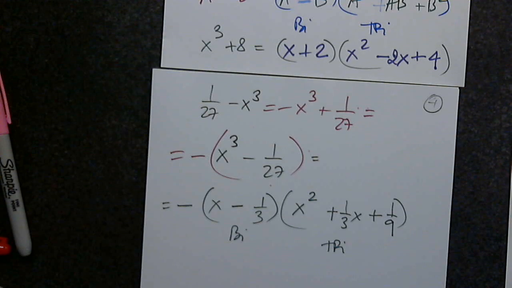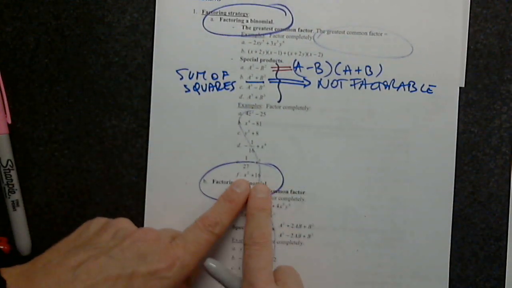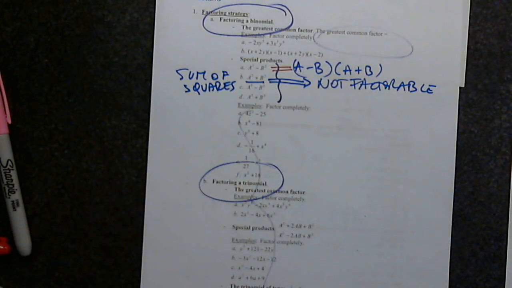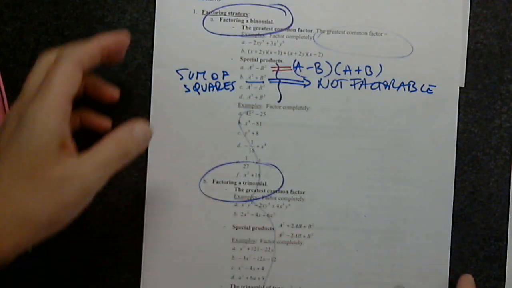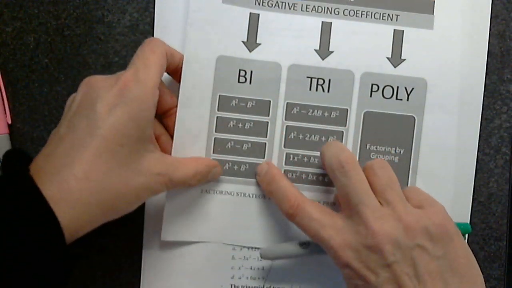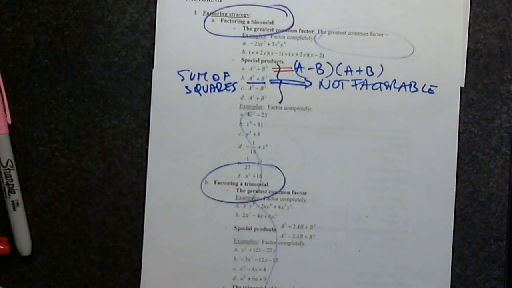Okay, are we finished with binomials? Would you like another example from here? For example, here, the x squared plus 16, what would you say? It's in descending order, it's a binomial, no greatest common factor, no negative leading coefficient, and a special product. Is there a special product? I have two special products with positive. Is it the sum of squares or is it the sum of cubes or none of the above? So what will you say?